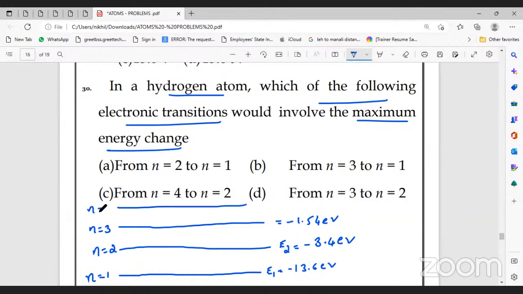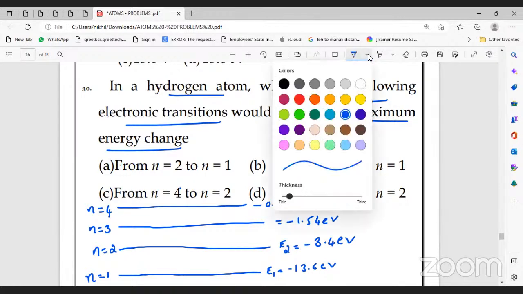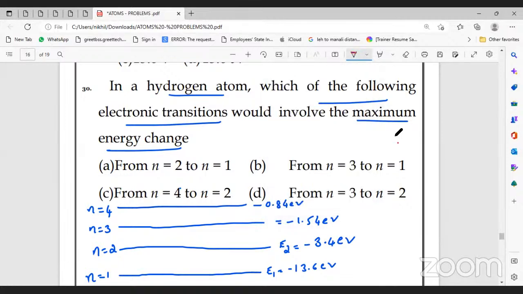What is the energy in the fourth orbit? Because maximum is 4: 1, 2, 3, 4 and all are there. So what is the energy in the fourth orbit? You have to divide by 4 squared, that is divide by 16. That is minus 0.84 electron volt. So these are the energies in the first orbit, second orbit, third orbit and fourth orbit.